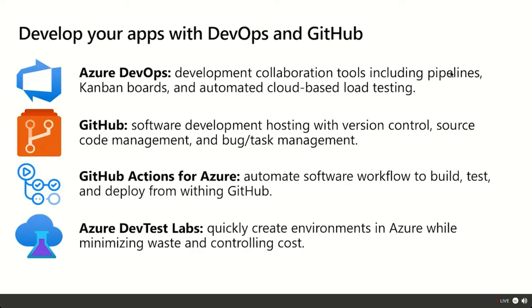And then we also have GitHub Actions for Azure. It's automation tools to build workflows from GitHub to Azure automatically, using an open source version of a DevOps repository. It makes it easy to automate all your software workflows, build, test, and deploy your code right from GitHub.